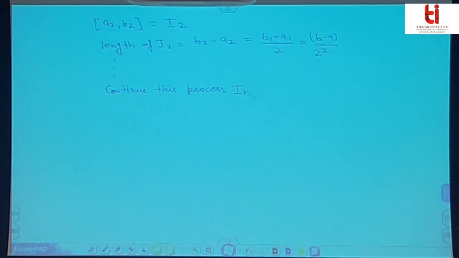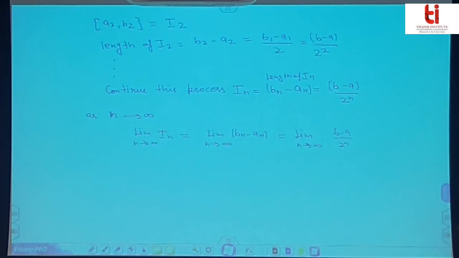We'll get an interval In, and the length of the interval is Bn minus An, which is equivalent to (B minus A) upon 2 raised to power n. Continue this process, we are getting In, and the length of In is Bn minus An, that is (B minus A) upon 2 raised to power n. As n is tending to infinity, the limit of the length of In equals the limit of Bn minus An, which is the limit as n tends to infinity of (B minus A) upon 2 to the n.